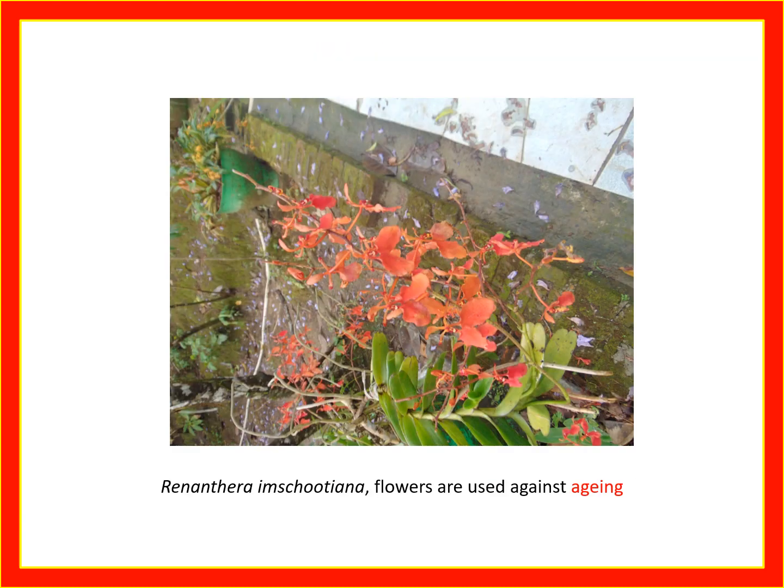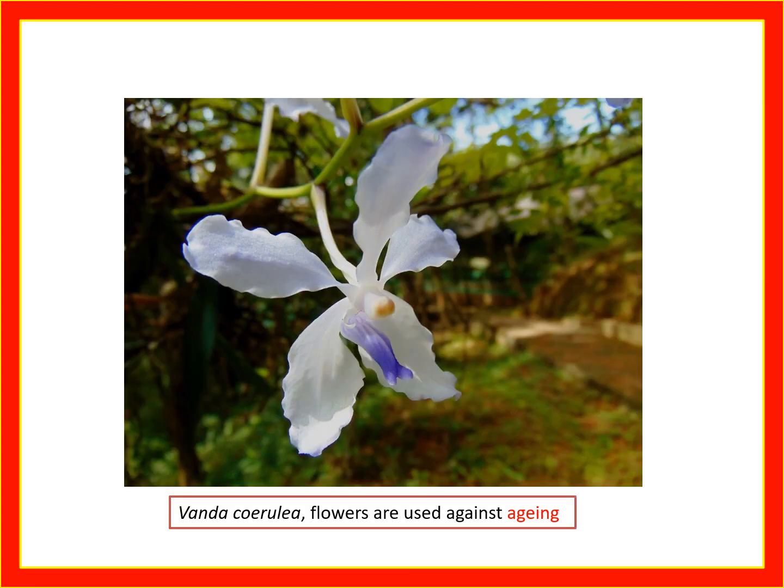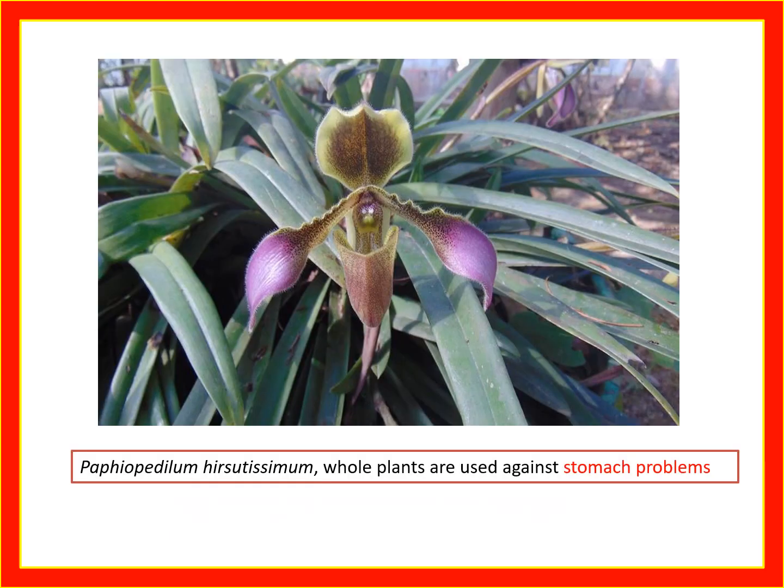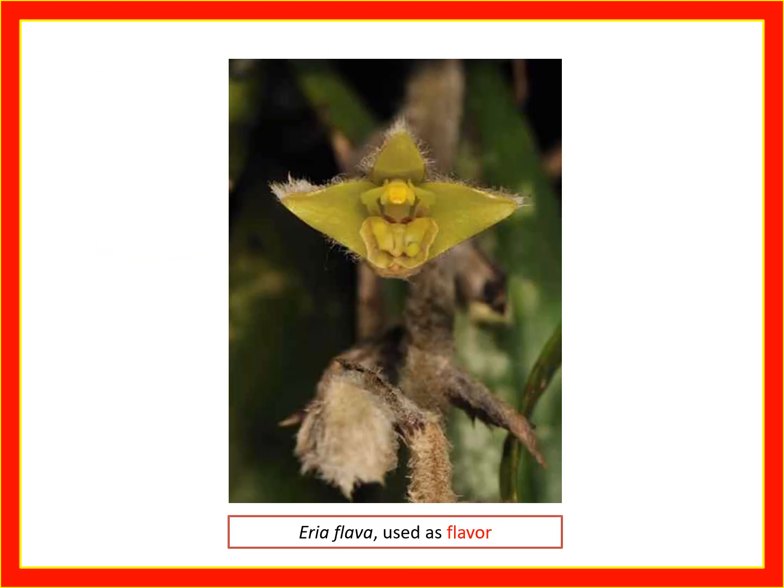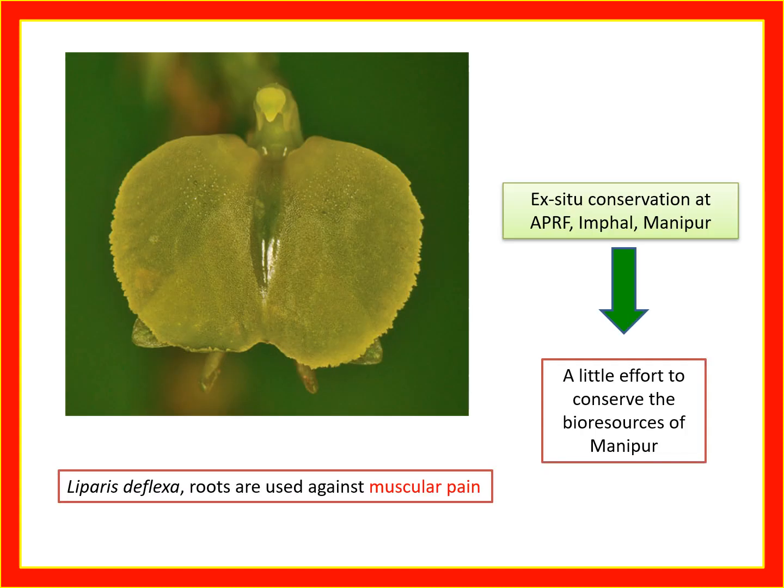Renanthera imschootiana or red vanda, flowers are used against aging. Blue vanda, Vanda coerulea, flowers are used against aging. Paphiopedilum hirsutissimum, the whole plants are used against stomach problems. Pyria flava is used as flavor. Roots are used against muscular pain.